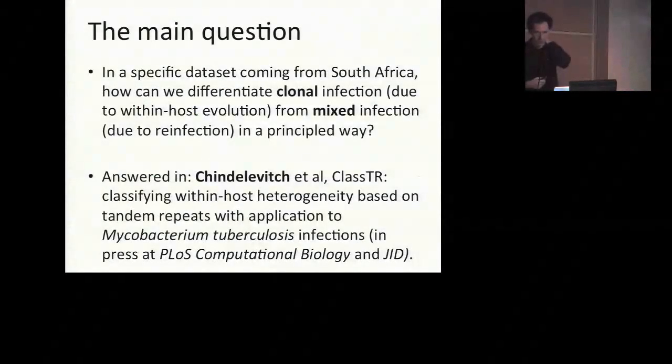The question here was for a specific study coming out of South Africa, where we had about 500 patients and about 100 of them had complex strains. So complex infection, can we differentiate between these two situations? The clonal situation, where the two strains are the result of within-host evolution, from mixed infection, where the two strains are the result of multiple infection events. This is a paper that is still in press at the moment. It's going to appear in PLOS Computational Biology, and there's a companion paper that's going to come out in the Journal of Infectious Diseases. In this work, we're going to try to make this decision between mixed and clonal in a principled way.